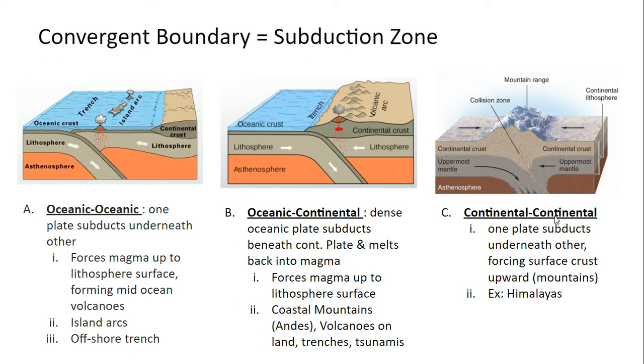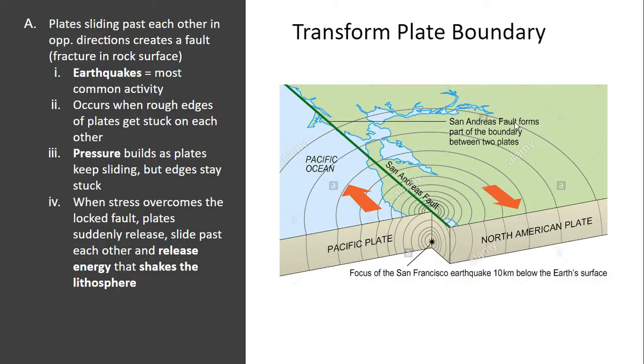Versus now continental, or two land plates coming together. We can see one plate is going to subduct underneath the other, forcing that surface crust to move upwards, creating things like mountain ranges. Now, looking specifically at our transform plate boundary, the plates are going to slide past one another in different directions, creating fractures in the rock surface.